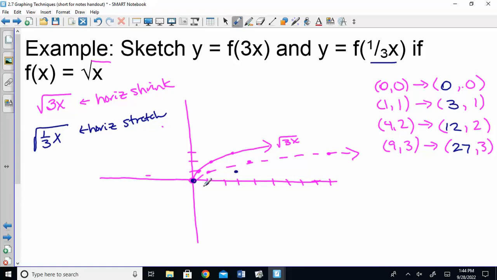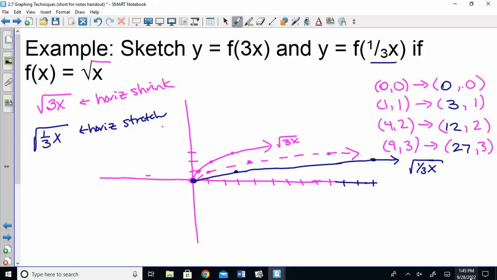0, 0, 3, 1, 12, 2. I don't think I'm going to graph 27, 3. I've got my 3 points. So that horizontal stretch, stretch it out so it gets shorter and longer.